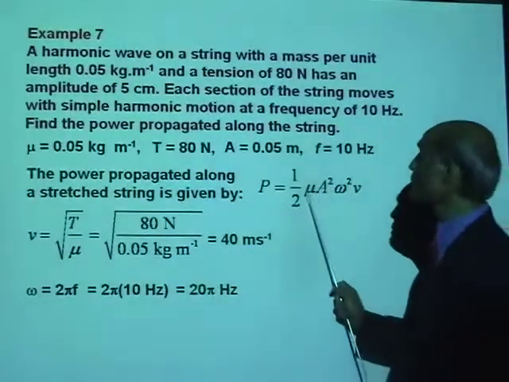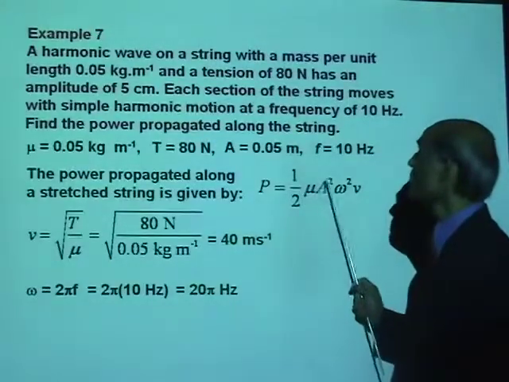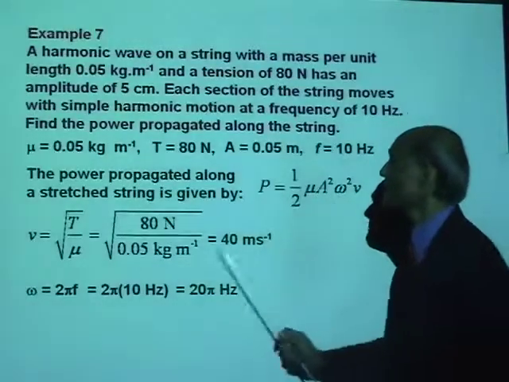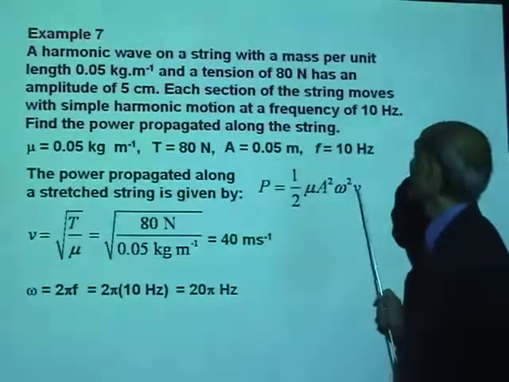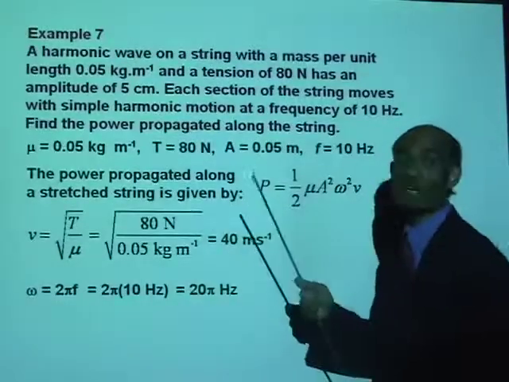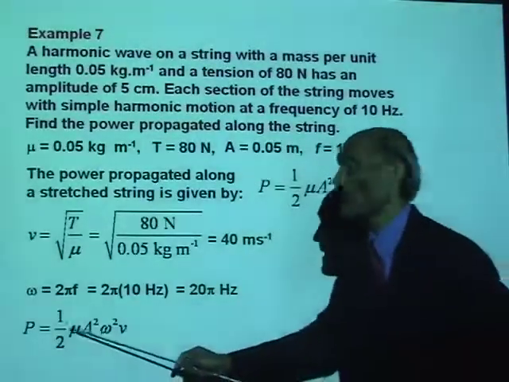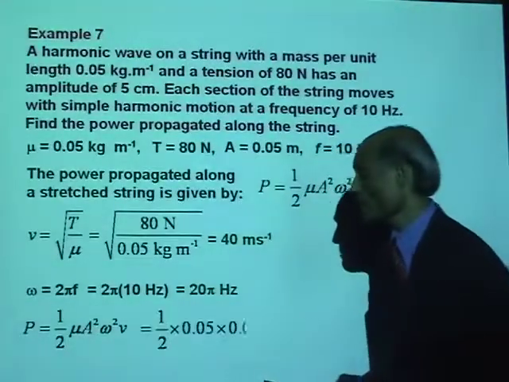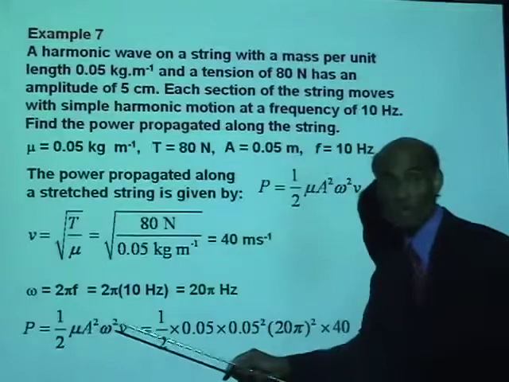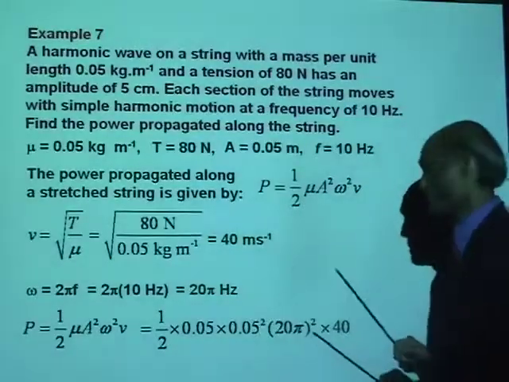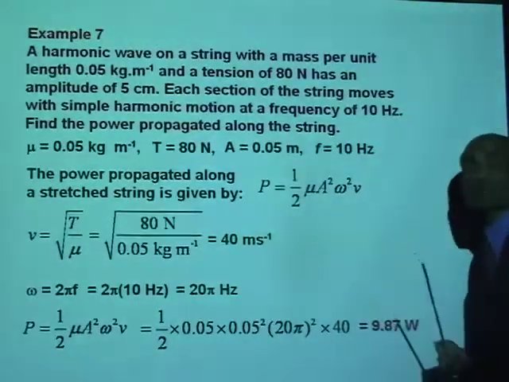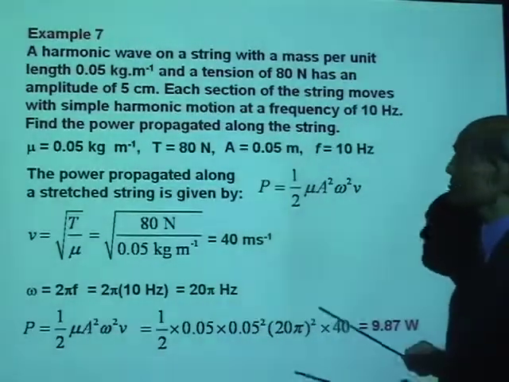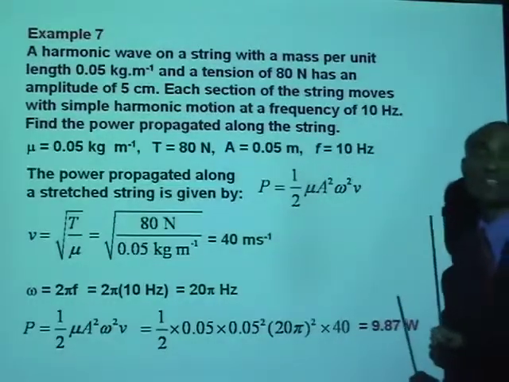Alright, now let's bring all these quantities together. We know mu, we know a, we have now obtained the value of omega, we know the value of v. Put it all together, and that will be P equals 1/2 mu a squared omega squared v, replaced with their values, and I got it as 9.87 watt, the power transmitted along the length of that string.